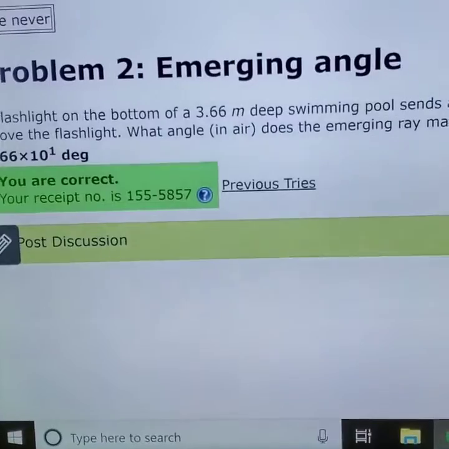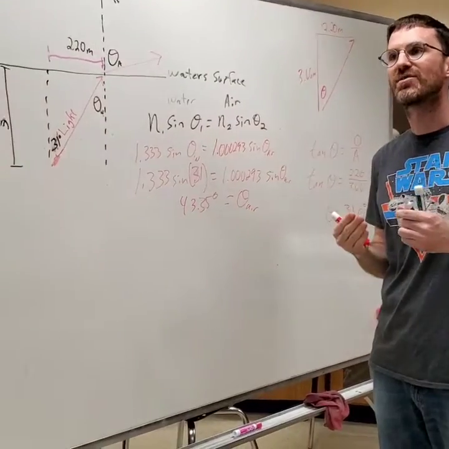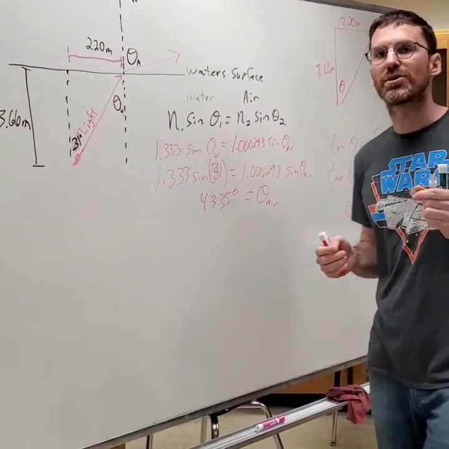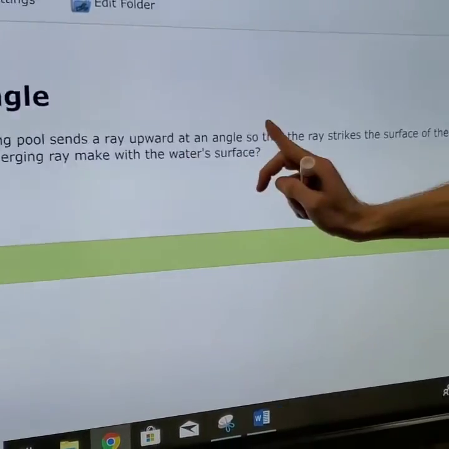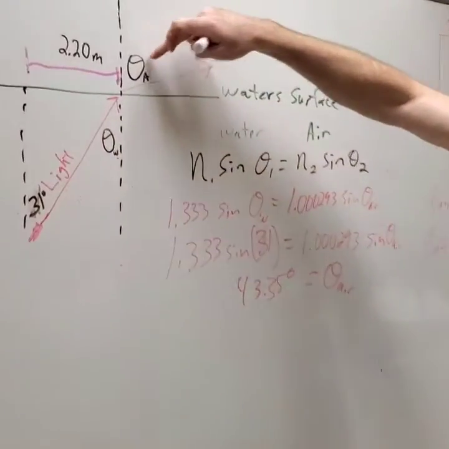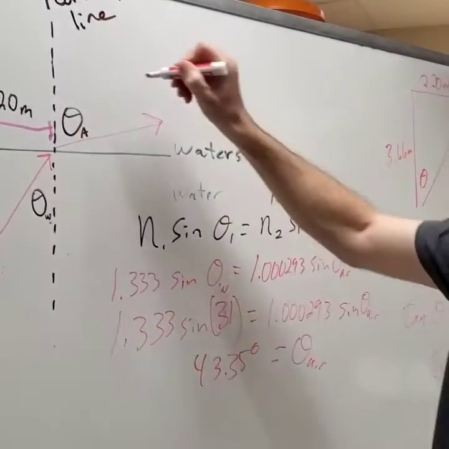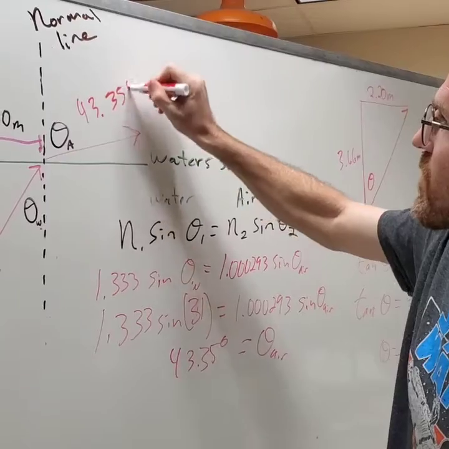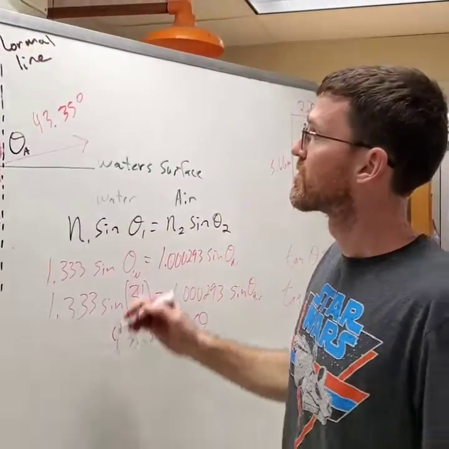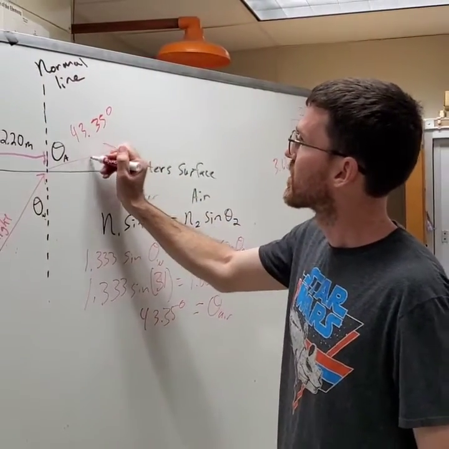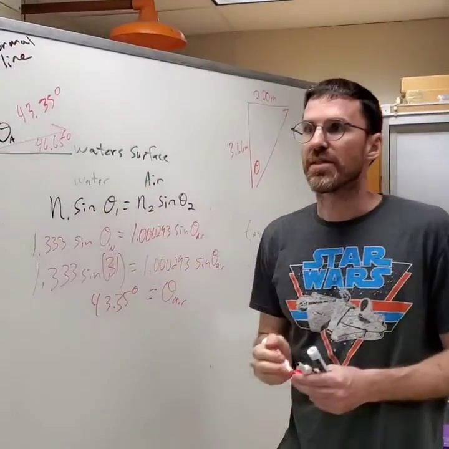Now the question is, this is what I get, but my answer, you can clearly see in the green box, is 46.6. That's not right. Where did we go wrong? The problem asks for the angle the emerging ray makes with the water surface. If we look over here, you see the emerging ray makes with the water's surface. What did we find? We found this. This is the angle they want. So if this one is 43.35 degrees, what is this? Well, that's a right angle, so it's the complement of that. So 90 minus this, and we get 46.65 degrees.